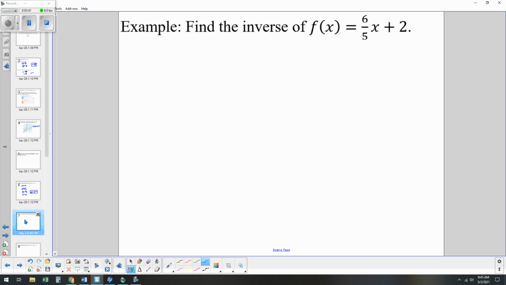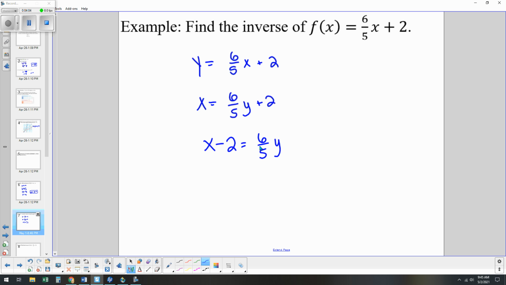Let's do another one. We have f of x equals 6/5 x plus 2. So now I'm going to have y equals 6/5 x plus 2, and we'll switch the x and the y. So x equals 6/5 y plus 2. Start by subtracting 2. And to get rid of 6/5, I would multiply by 5/6.